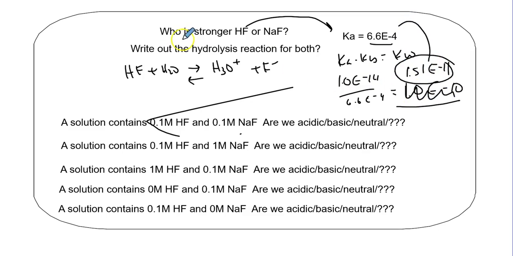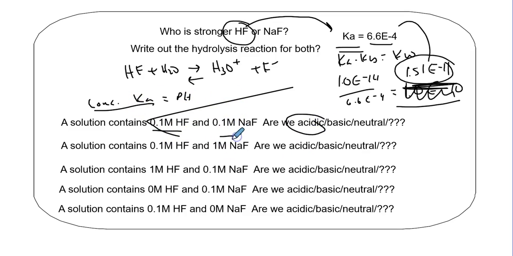Who's stronger? Well, the HF is stronger. Why? The K value literally just measures strength. If you ever want to compare strengths, just compare K values. Alright, so a solution contains 0.1 molar HF and 0.1 molar NaF. Remember, concentration and K values determine pHs and H plus concentrations and hydroxide concentrations. What are we? Well, we are acidic. Why? Because we have the same concentration, but my Ka value for the acid is bigger, so I'm acidic.